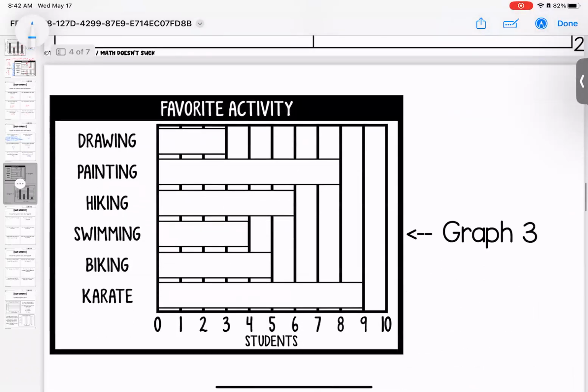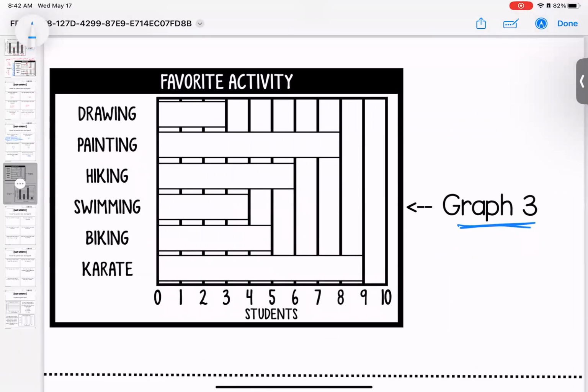All right, loves, on to graph number 3 for question page number 3. We're going to go in and check and see how many votes we have. So for drawing, I have 3. For painting, I have 8.